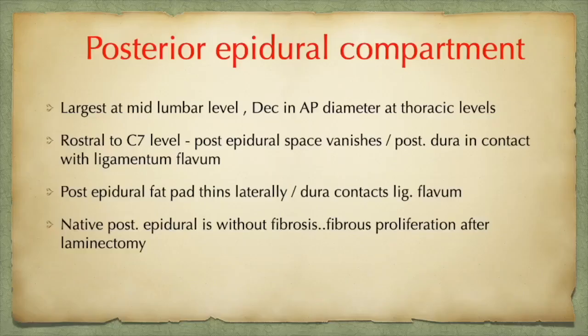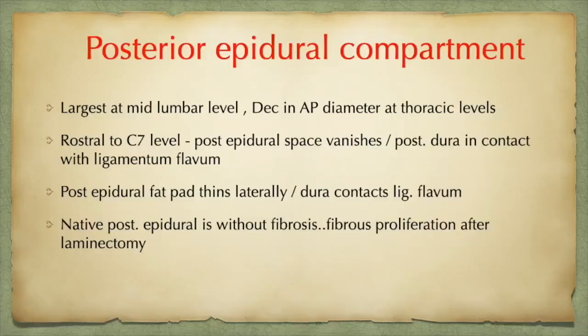Coming to the posterior epidural compartment, it is the space as you approach from the posterior aspect. This compartment is largest at the mid-lumbar level and decreases in AP diameter at the thoracic levels. Rostral to the C7 level, the posterior epidural space vanishes completely. The posterior dura is in contact with the ligamentum flavum. The posterior epidural fat thins laterally and the dura contacts the ligamentum flavum in the lateral aspect.